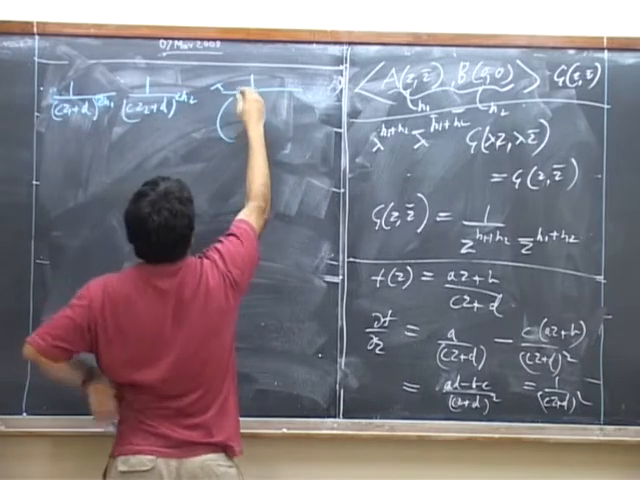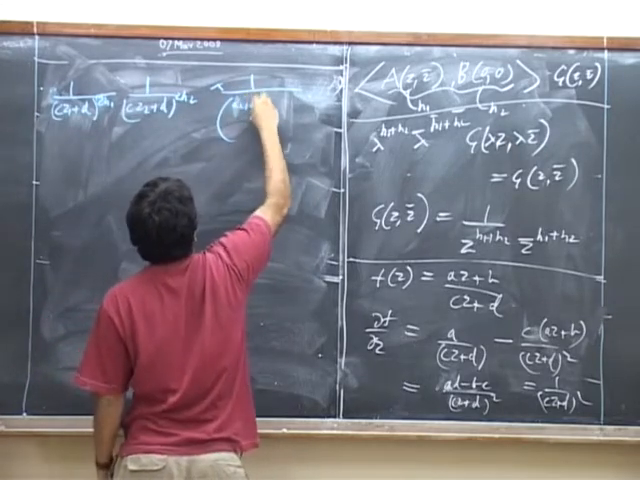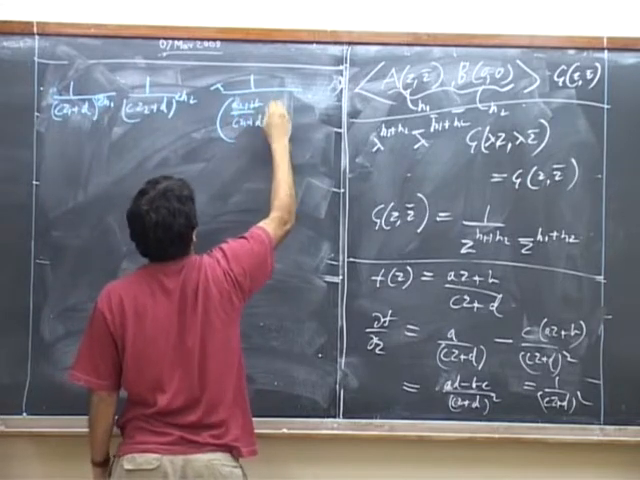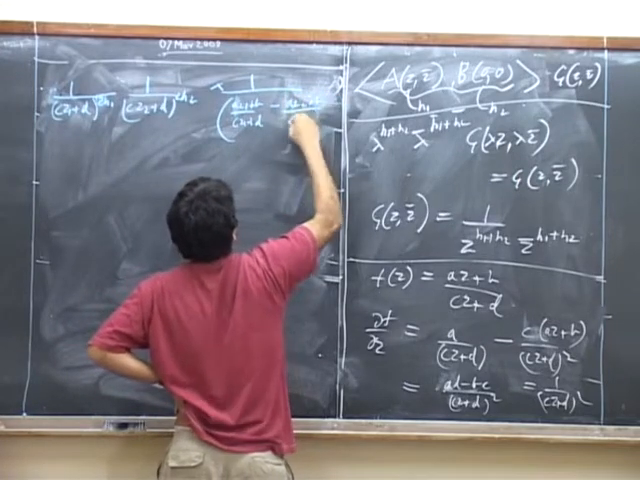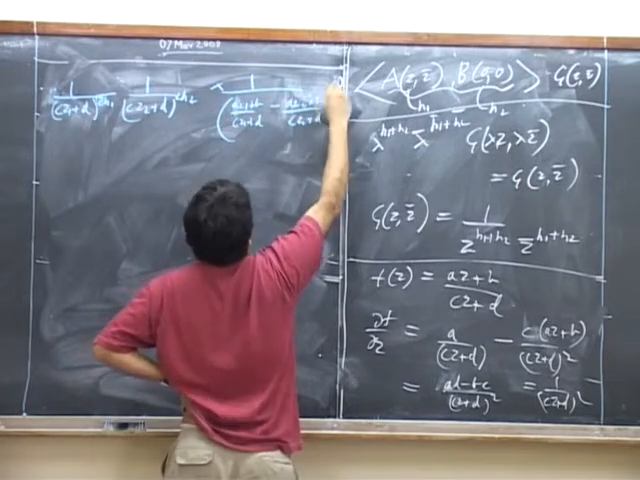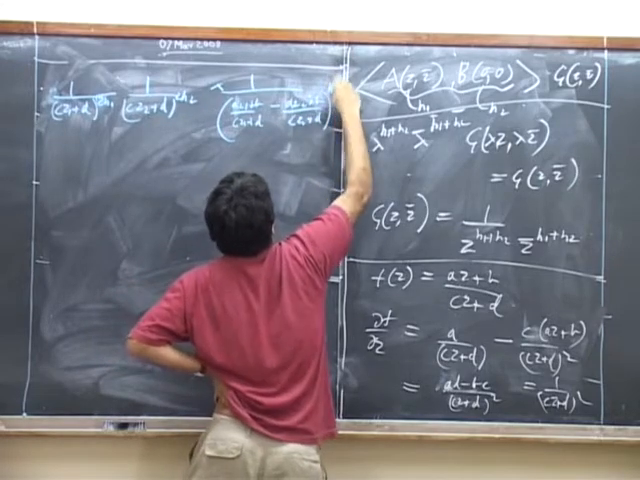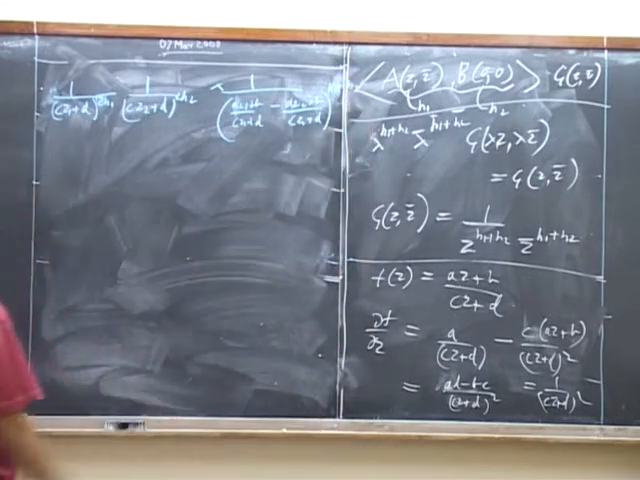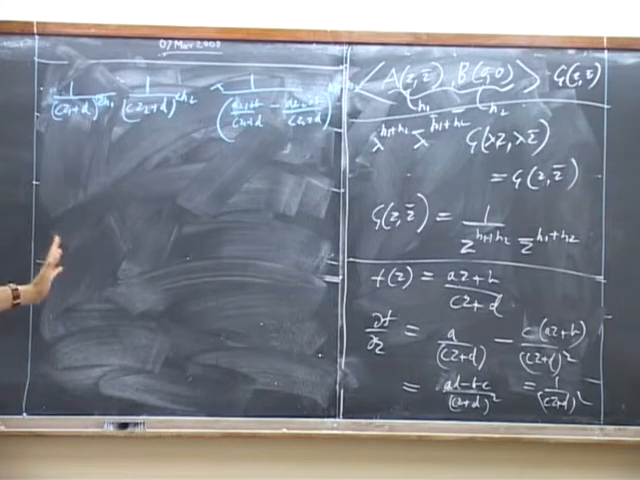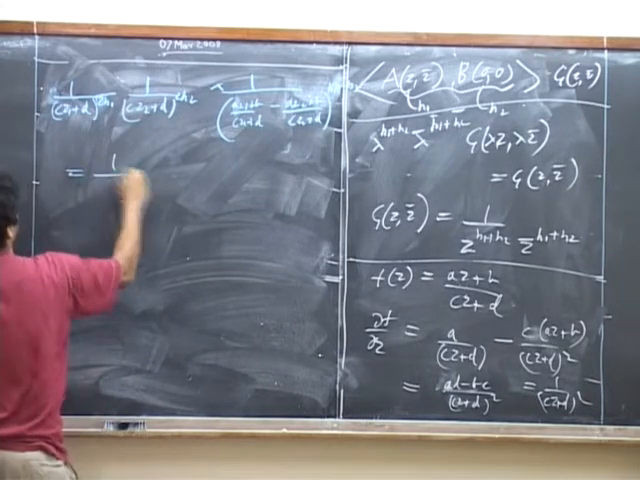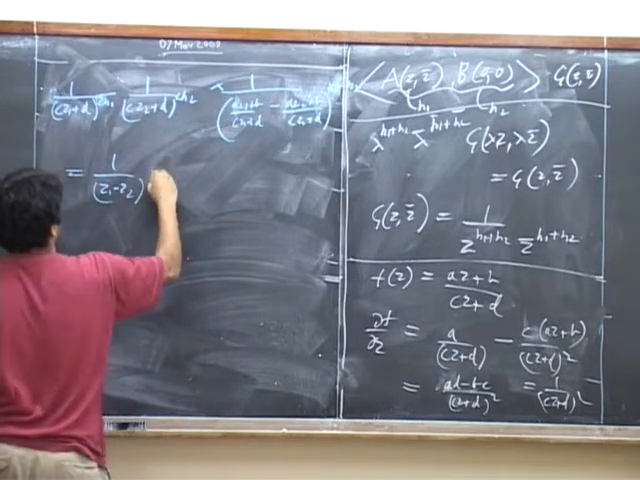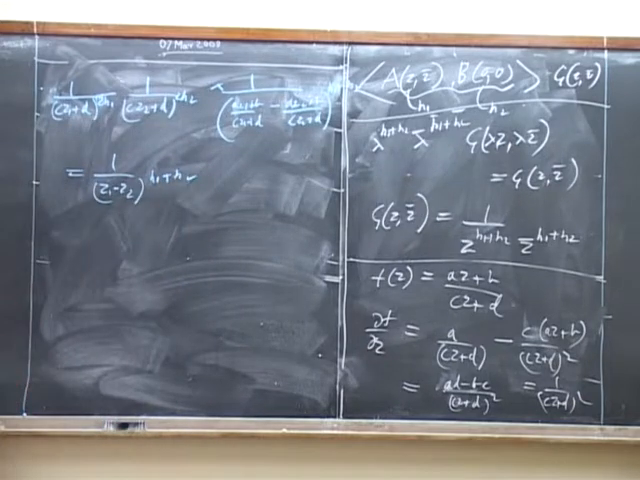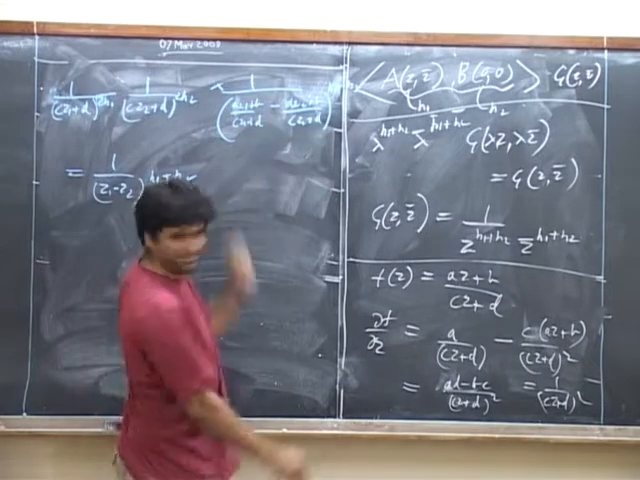So let's write that down. So z1 is Az1 plus B over Cz1 plus D, minus Az2 plus B over Cz2 plus D, to the power h1 plus h2. And I'm not going to write the anti-analytic stuff. This is equal to 1 over z1 minus z2 to the power h1 plus h2. This is what must work. Alright, now let's simplify this guy.